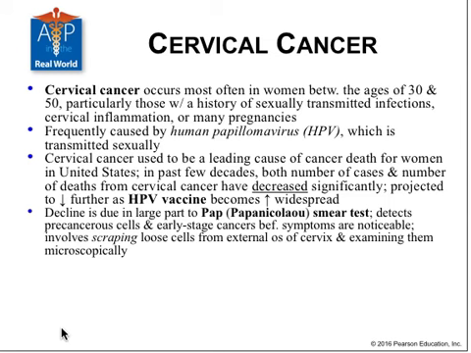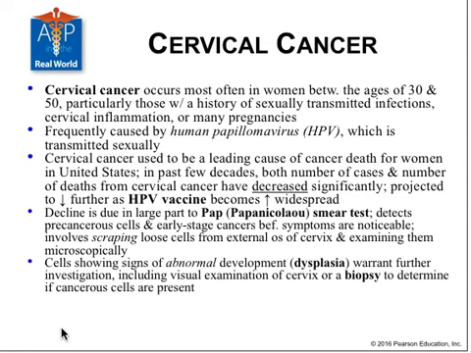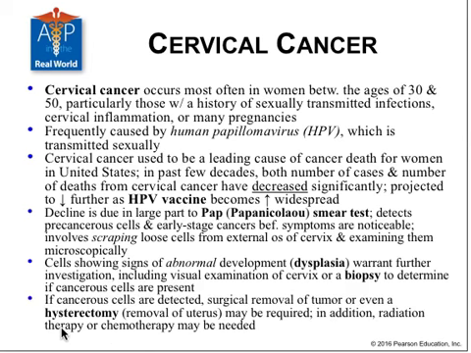The decline is due in large part to Pap smear tests, which detect precancerous cells at early stages before symptoms are noticeable. This involves scraping loose cells from the external os of the cervix and examining them under a microscope. Cells showing signs of abnormal development warrant further investigation, including visual examination of the cervix or a biopsy to determine if cancer cells are present. If cancerous cells are detected, surgical removal of a tumor or even a hysterectomy, which is the removal of the uterus and in some cases all the reproductive organs, may be required. In addition, radiation or chemotherapy may be used.